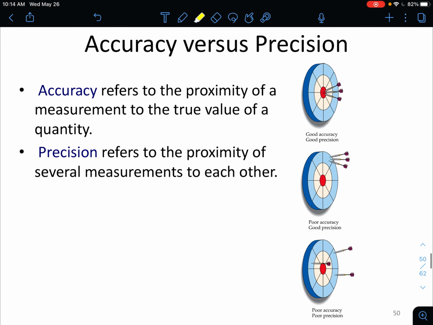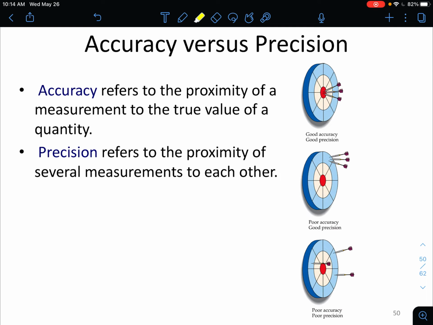Some standard vocabulary that we want to be familiar with when we're talking about collections of data is accuracy versus precision. So dartboard is kind of our classic analogy for accuracy versus precision. So let's talk about these two definitions and then walk through our dartboard examples.